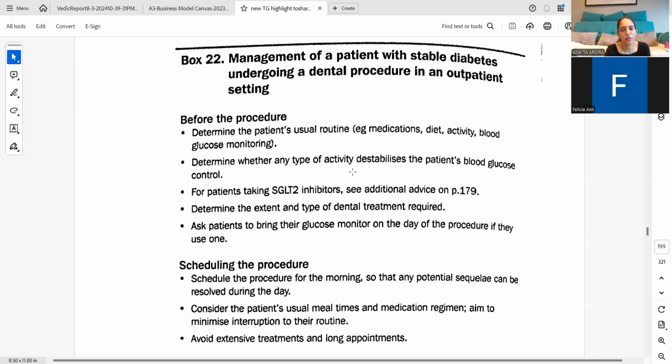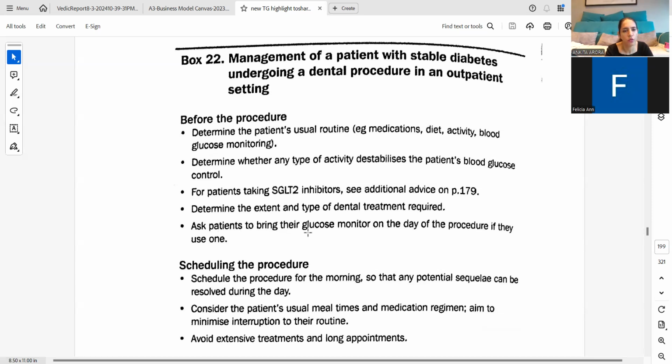Determine whether any type of activity destabilizes the patient's blood glucose level or control, so any stress or any activity that is a destabilizing factor. You do this in the information-gathering part of your conversation with the patient. For patients who are taking SGLT2 inhibitors, there is additional advice which we will go through, and determine the extent and type of dental treatment required.